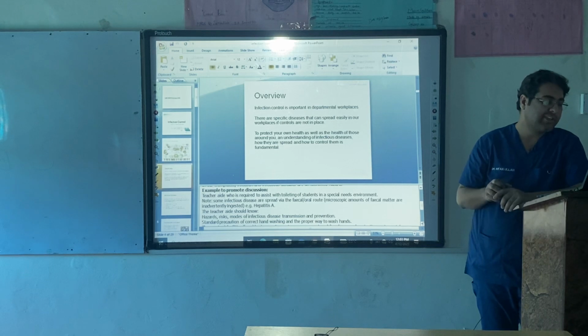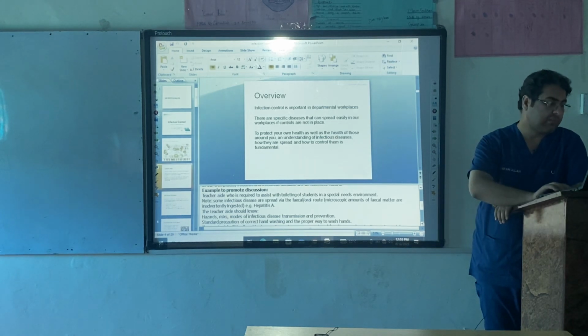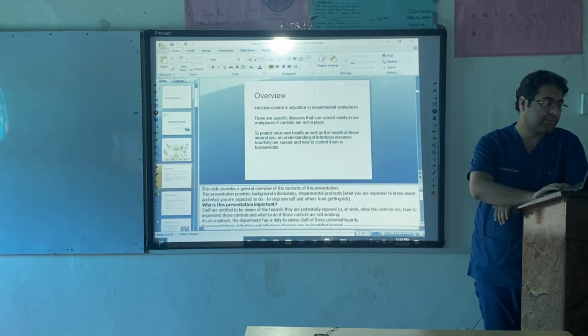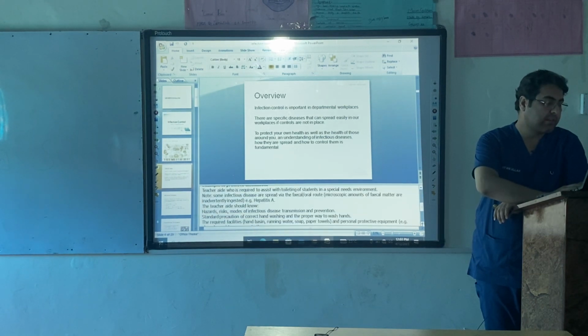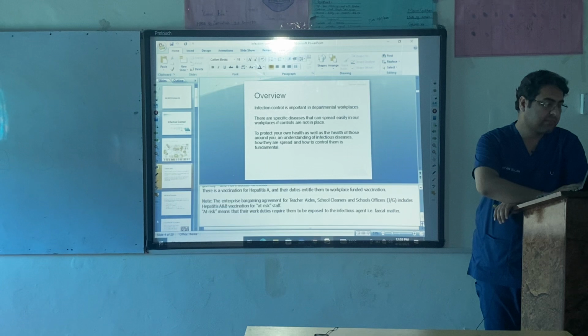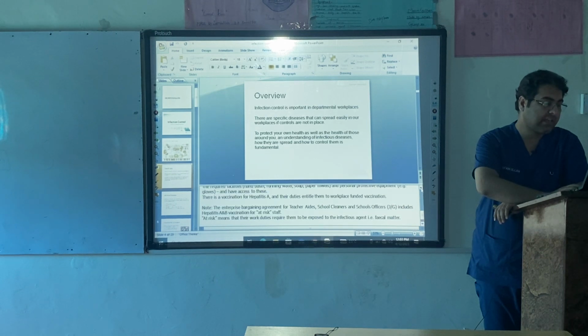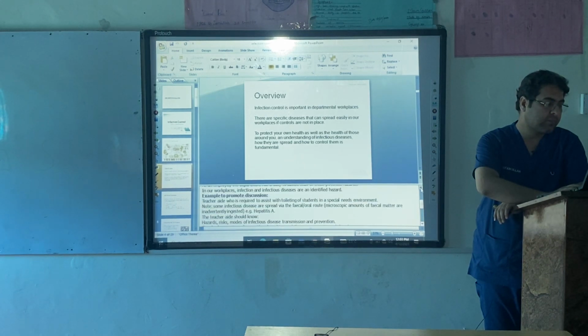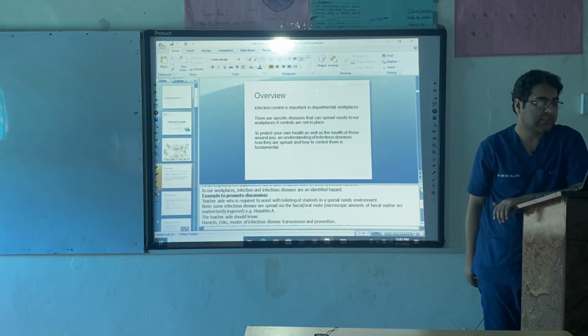The teacher aide should know. Now, what she or he should know, and what is their job to tell the student, who is required to assist with toileting of students in a special needs environment.